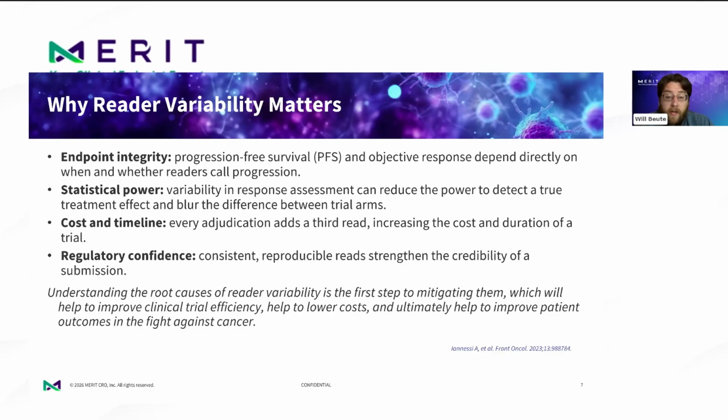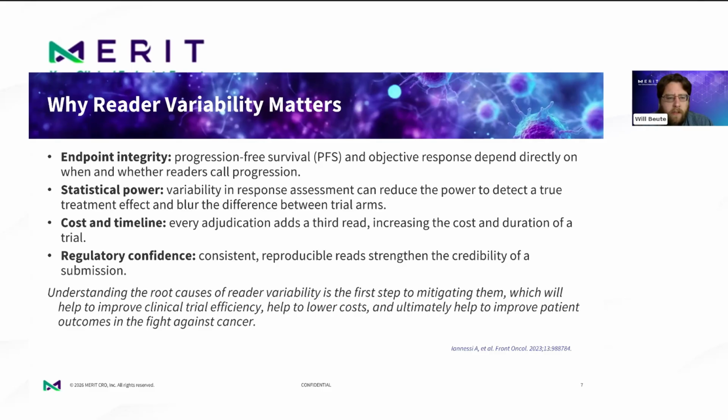Second is statistical power. Variability in response assessment adds noise, and that noise can reduce the power to detect a true treatment effect. So it blurs the difference between trial arms that the study is designed to measure. The third is cost and timeline. Every adjudication adds a third read, which requires a third radiologist to be brought on, and at scale, that adds real cost and can extend the duration of a trial.